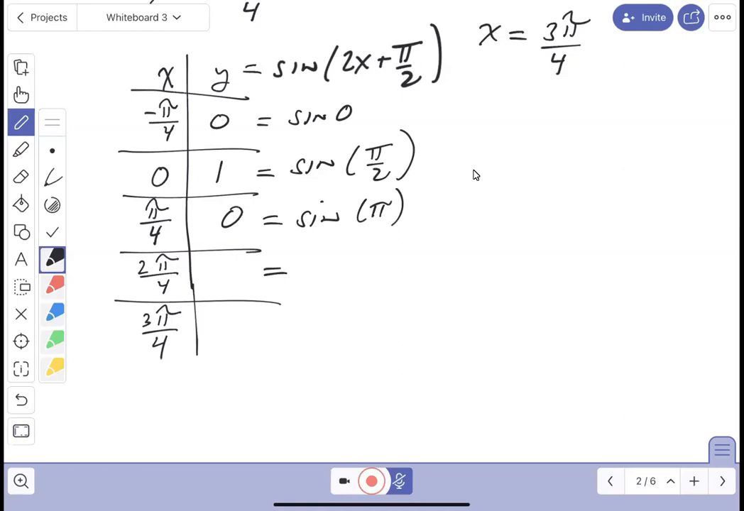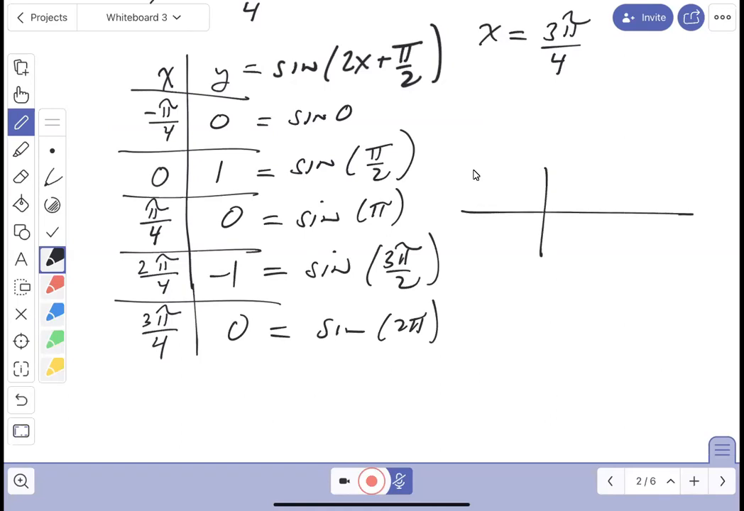Let's keep going. I got another one to do. Sine of 2 pi over 4, which is pi over 2, times 2 is 2 pi, 3 pi over 2, which is minus 1. Last but not least, you multiply that by 2, you get 3 pi over 2 plus pi over 2. It's going to be sine of 2 pi. I think I'm ready.